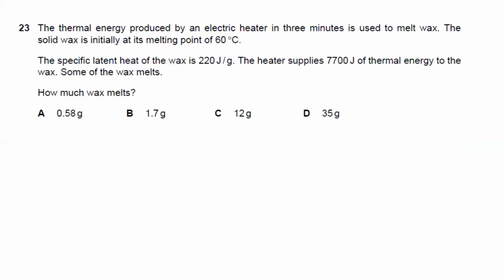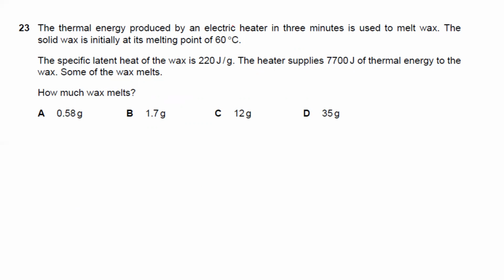Then question number 23, it says the thermal energy produced by an electric heater in 3 minutes is used to melt wax. The solid wax is initially at its melting point of 60 degrees centigrade. The specific latent heat of wax is 220 joules per gram. The heater supplies 7,700 joules of thermal energy to the wax. Some of the wax melts. How much wax melts? Okay, so this is now an interesting question. So let's try to solve it.